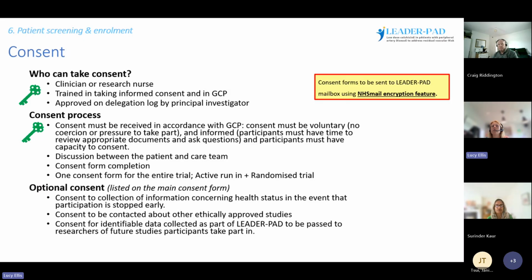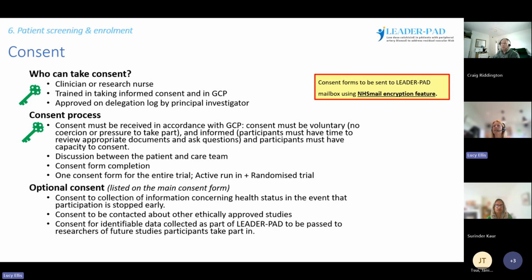Just to note, in the UK, we don't have permission to upload any consent forms onto the study database because that's hosted by the international team in Canada. But we do ask you to send copies of the consent forms to us via encrypted email for our own monitoring purposes.